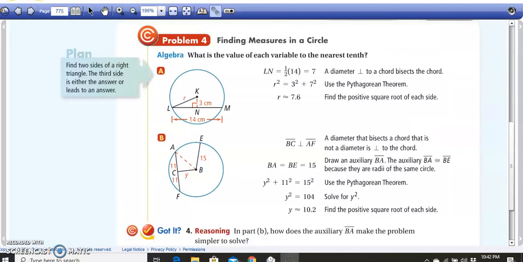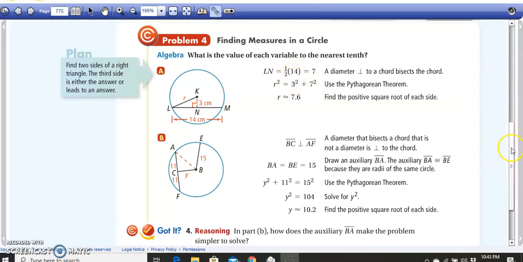Now here we have some examples in the book. For example, what is the value of each variable? If we are looking for the variable r here, and we know that LM is 14 and the distance from K to N is 3, but we know in the diagram that this is perpendicular. Mind this important thing. This is perpendicular, that means it's cut in half. I mean this part is 7 and this part is 7. Now here we have a right triangle with the hypotenuse r, with this leg 3 and this leg 7, because of that we use the Pythagorean theorem.